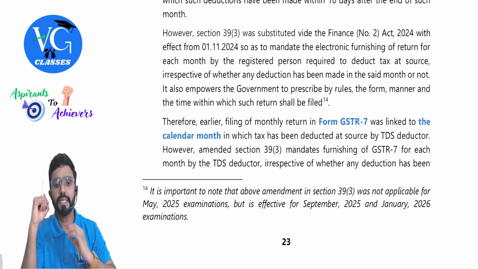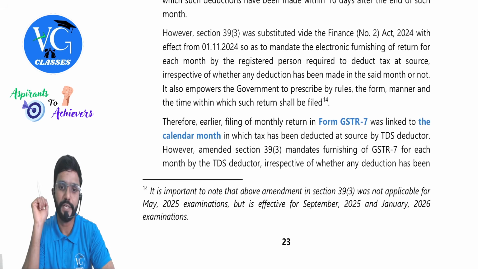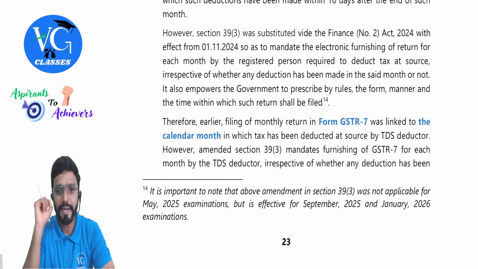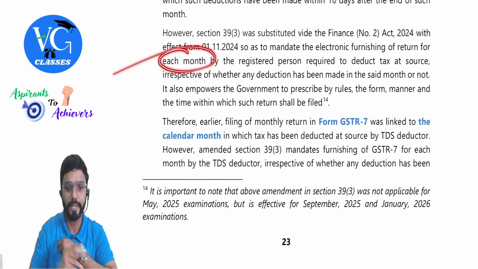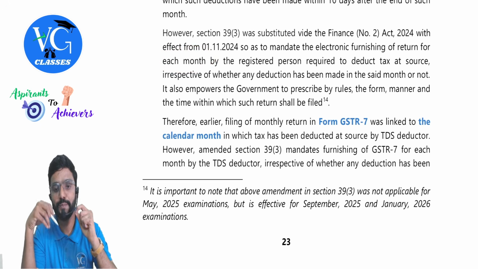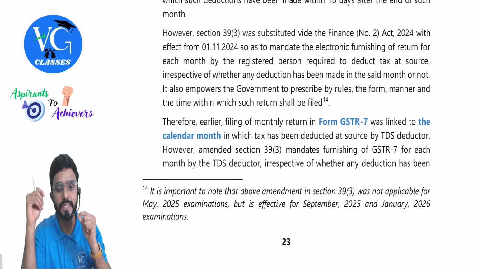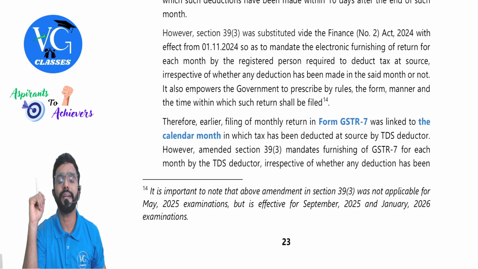However, section 39 subsection 3 was substituted by the Finance Number 2 Act 2024 with effect from 1st November 2024, so as to mandate the electronic furnishing of return for each month by the registered person required to deduct tax at source, irrespective of whether any deduction has been made in the said month or not. Like GSTR 1, 3B and all, we have a concept of nil returns. Same way they have incorporated for GSTR 7 also.